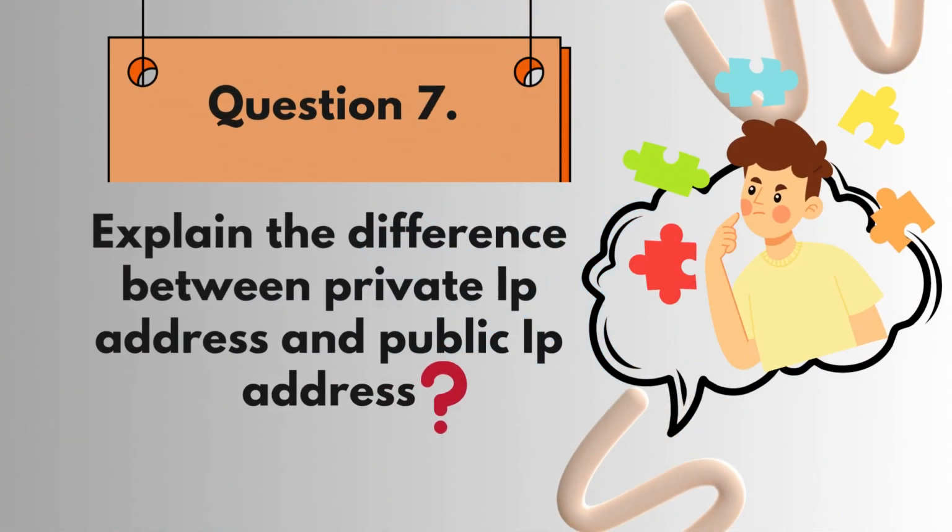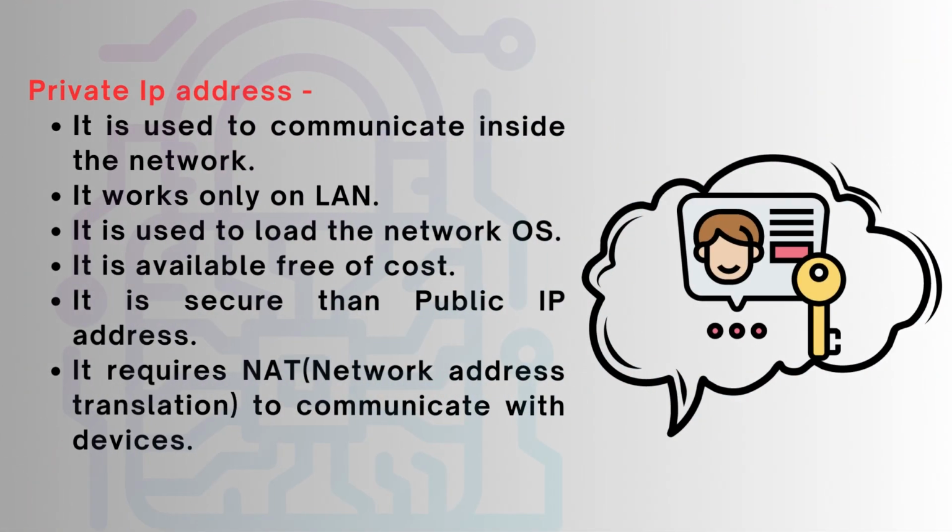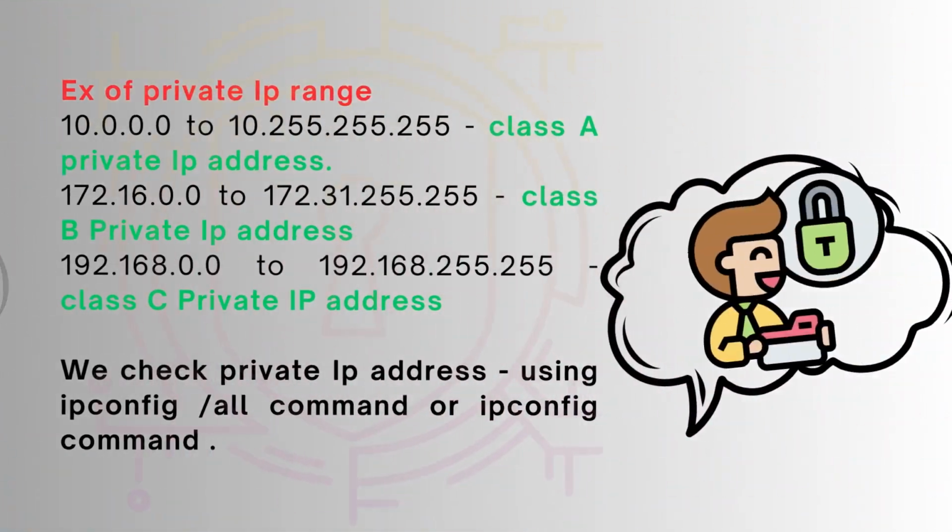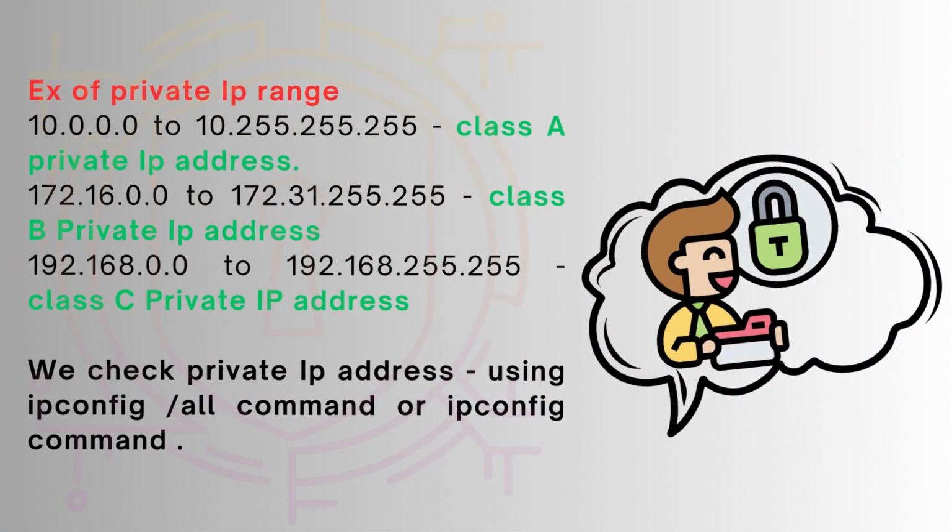Question 7. Explain the difference between private IP address and public IP address. Private IP address: it is used to communicate inside the network. It works only on LAN. It is used to load the network OS. It is available free of cost. It is more secure than a public IP address. It requires NAT, Network Address Translation, to communicate with devices. Here is an example of a private IP range. We can check the private IP address using the ipconfig/all command or the ipconfig command.